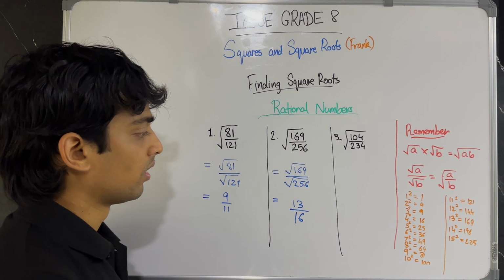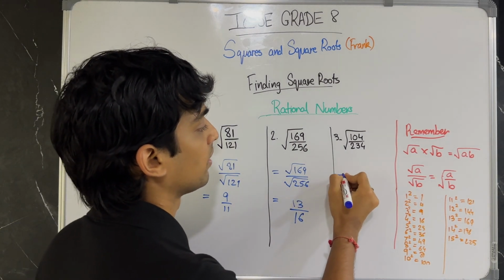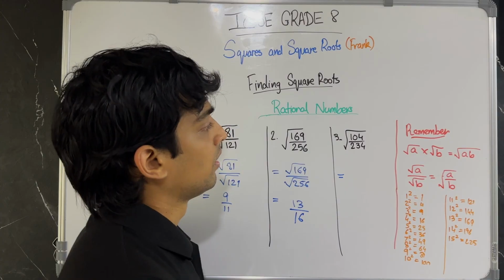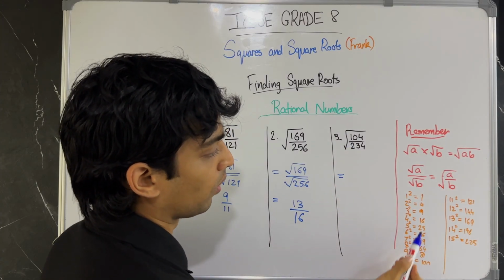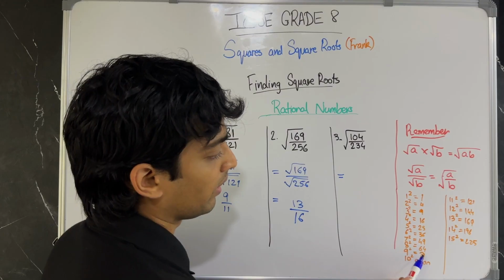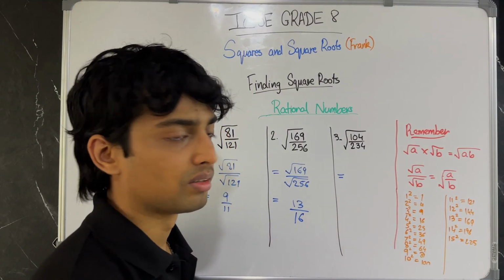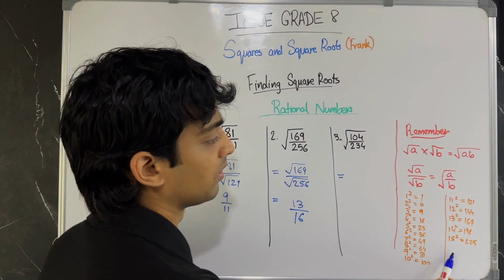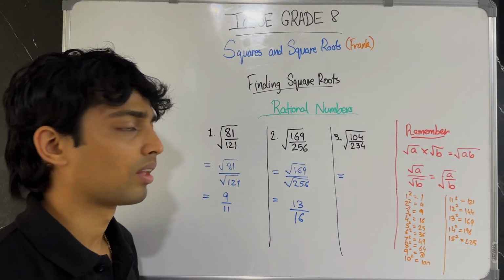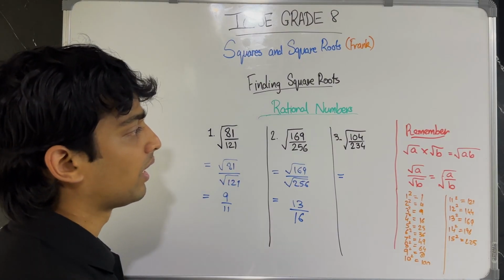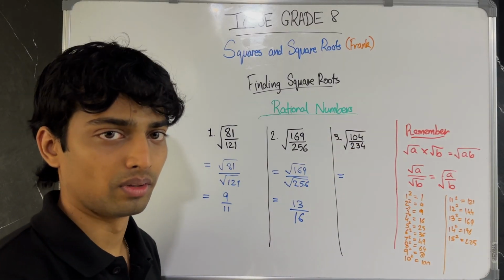Now, the third one. In the third one, if you notice 104, we have all these perfect squares. We have 81, 100, 121. There is no 104 coming. Same with 234, it doesn't come. 16 square is 256. So now, what do we do? We can't separately take square root because there is no integer square root.